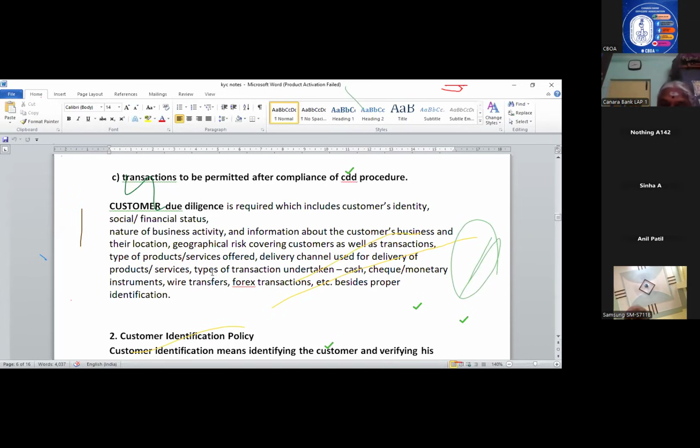As far as his transaction profile is concerned, what are the types of products or services he has taken, the delivery channel he is using for his transactions, the products and services he wants to use, and the types of transactions undertaken. So these are the areas which we take into account when we go for the customer due diligence.